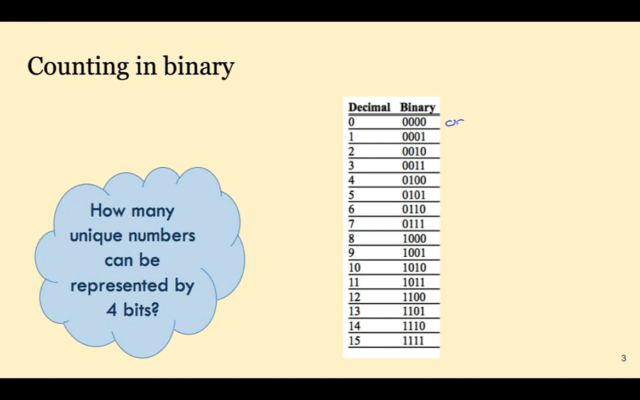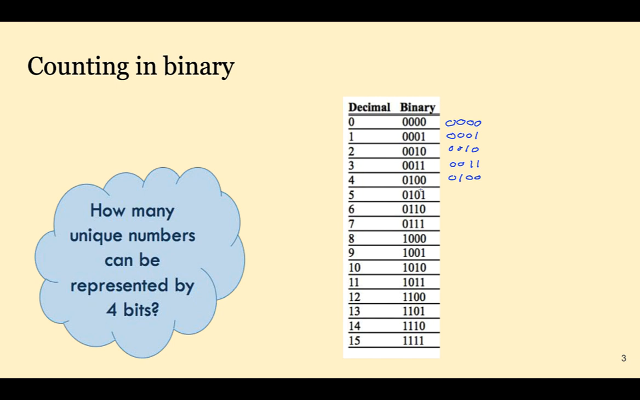0 is just 0, no matter how many bits you have. We add 1, we get 0001. If I add 1, 1 and 1 is 0, carry 1. And then I add 1 more to get 3. Now let's add 1. 1 and 1 is 0, carry 1. 1 and the carry is 0, carry 1, and so forth.